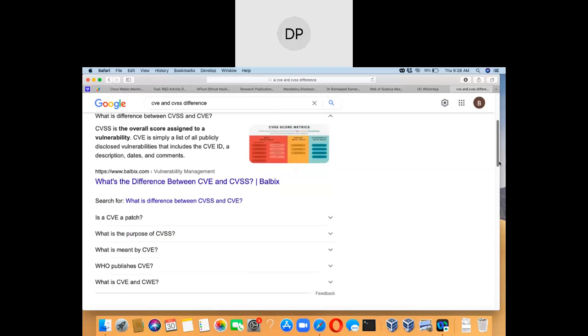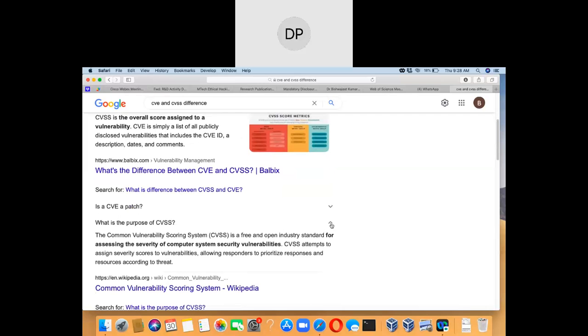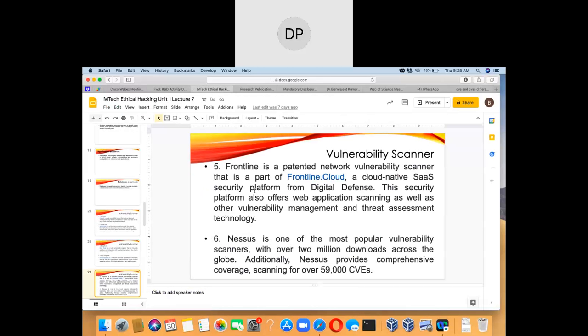Then, what is the full form of CVSS? CVSS full form is Common Vulnerability Scoring System. So it gives a score between 1 to 10. I think I have discussed it in a previous class, but we should know CVSS and CVE; these are the basic terms. So they have a list of 59,000 common vulnerabilities.